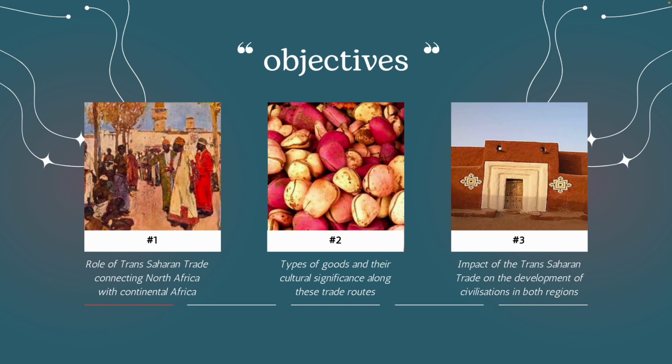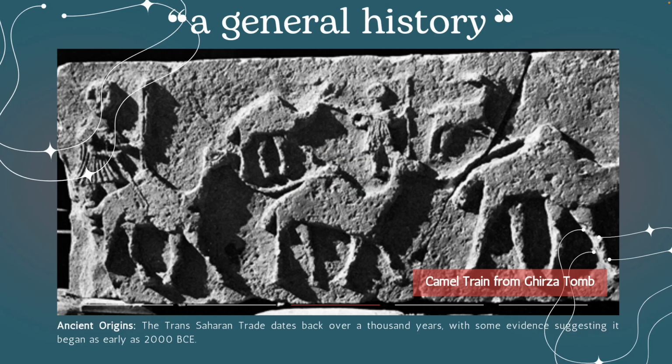The objectives today are that you will understand the role of the Trans-Saharan trade and the way it connected North and continental Africa. Then we will look at the types of goods and their cultural significance. The third is the impact of the Trans-Saharan trade and how it impacted civilizations in terms of speedy development. This is an archaeological find, an image of a camel train from the Gerza tomb.